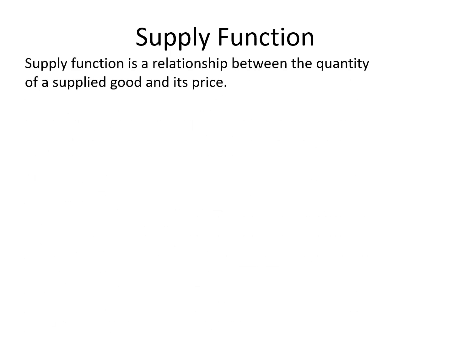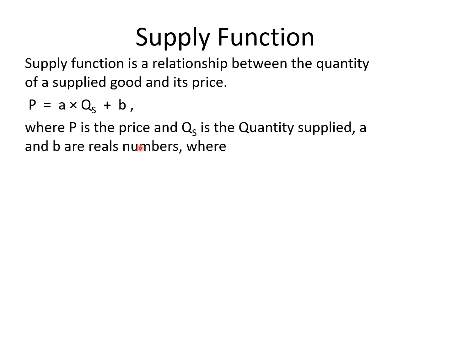Let's move to the other function, which we call the supply function. The supply function is defined as a relation between the quantity of a supplied good and its price. The supplied good means the good is supplied by the salesman. So this is the formula for the supply function. It looks like the demand function, except that here instead of QD we will have QS. We still have two real numbers, A and B. So again, P is the price and QS is the quantity supplied.